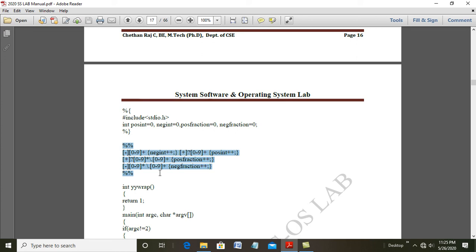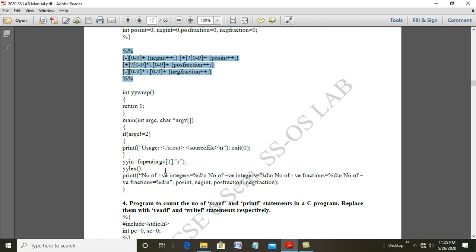Afterwards you are calling yyvar app, then return main, then within the main function again you will be creating a file, and within that file we will be passing the numbers, you will be identifying those numbers, then you will be printing how many positive numbers, how many negative numbers, how many positive fractions and negative fractions, everything in a printf statement, right? That is again another simplified lexical programming structure for your operating system, right?